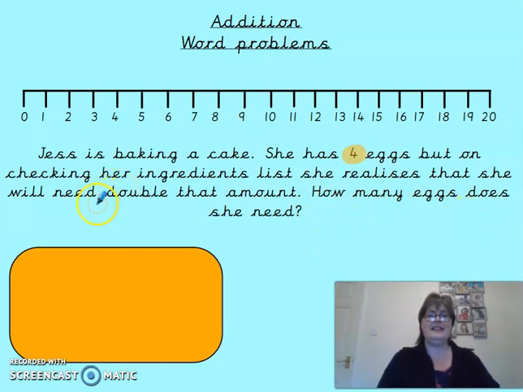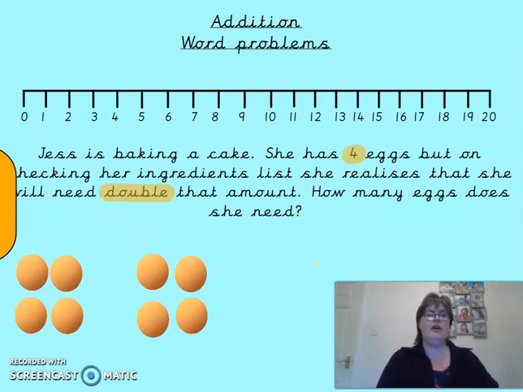The special word is double. Double that amount. What does double mean? We've done that before. Can you tell me what double means? Hopefully you're shouting at the screen saying, Mrs. Hodges, double means 2 lots of 4 because it means 4 and 4 again. We're going to double that number.